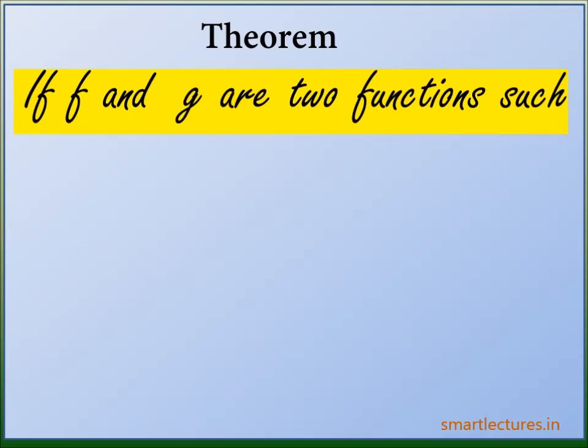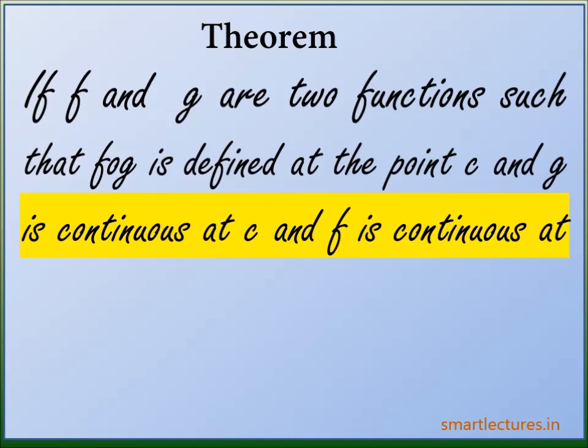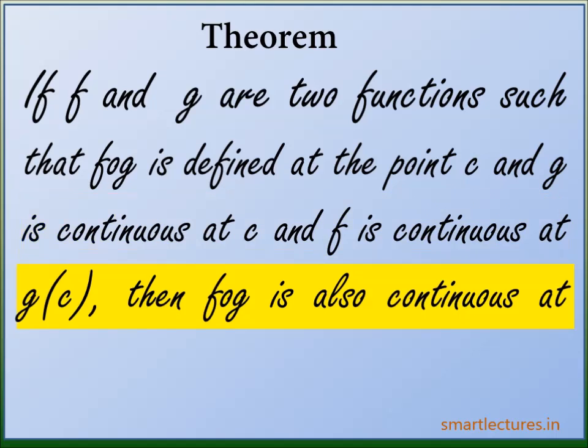Now let's discuss one more theorem. As per this theorem, if f and g are real valued functions such that the composite function f of g is defined at the point c, and if g is continuous at point c and f is continuous at the point g of c, then the composite function f of g is also continuous at the point c.